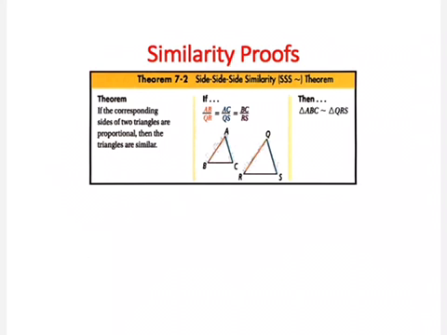The next theorem we're going to use to prove triangles similar is side-side-side similarity. And remember, this is basically saying that all three pairs of sides between the two triangles are proportional. So if you compare the length of AB over QR, that should be equal to the same ratio of AC over QS as well as BC over RS. So the sides need to be proportional.